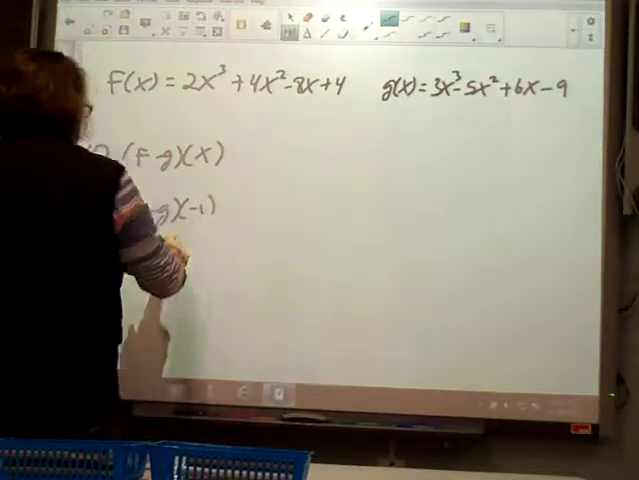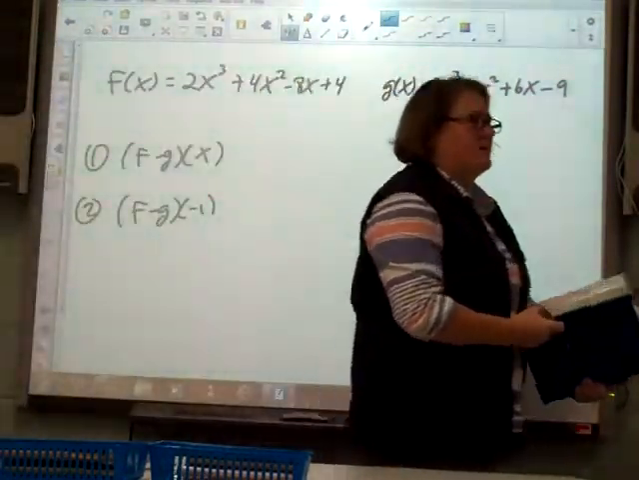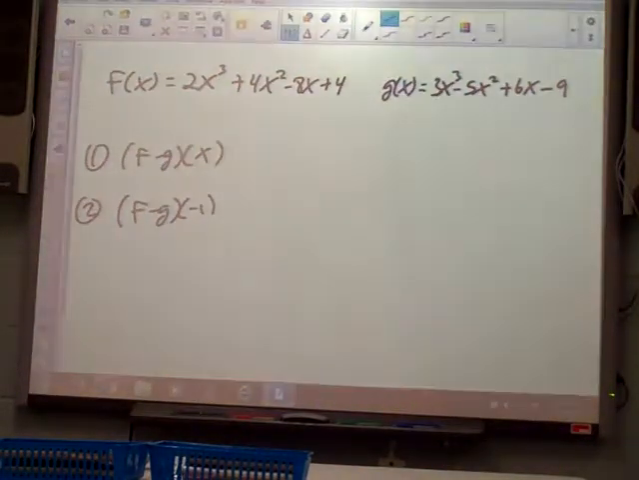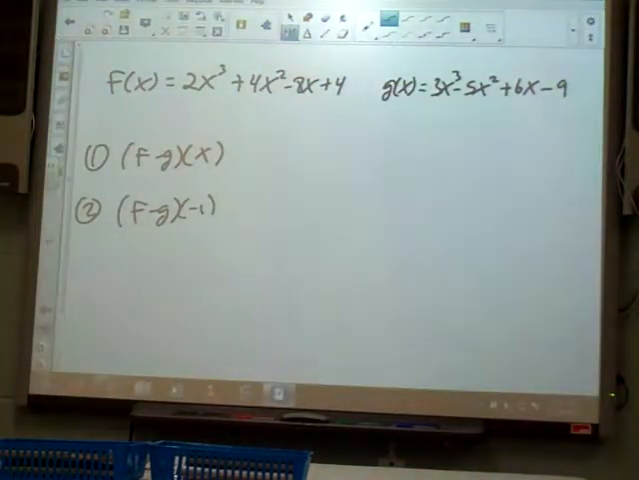Alright, this is just like the one we just did. Try this one on your own. F of x is 2x cubed plus 4x squared minus 8x plus 4. G of x is 3x cubed minus 5x squared plus 6x minus 9. First thing you're going to do is subtract them. Number 1, f minus g of x. Second thing you're going to do is solve when it's negative 1. F minus g of negative 1.